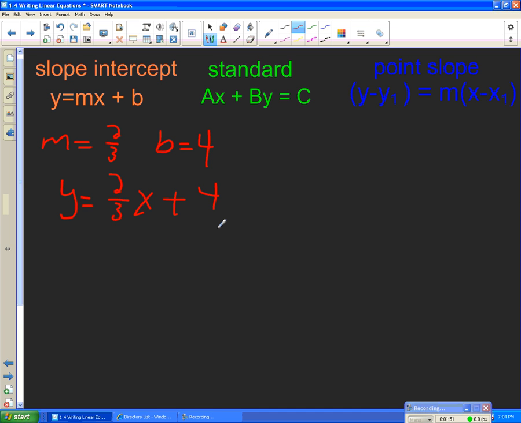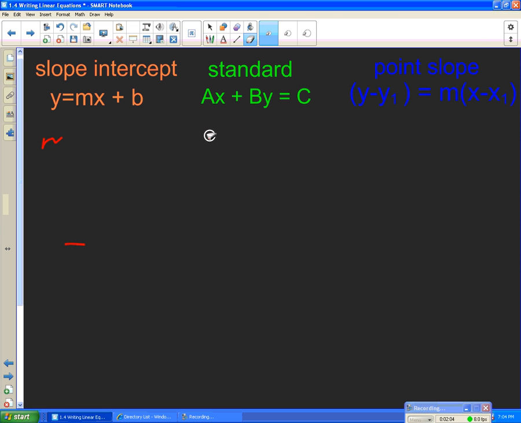Now, usually when we write equations of a line, we're going to put them in slope-intercept form, so a question like this would be pretty easy to answer. You just plug in your values. Now, let's look at a different type of question, one that maybe requires a little bit of work. Let's say instead of given a slope and a y-intercept, you're given a slope and a point.